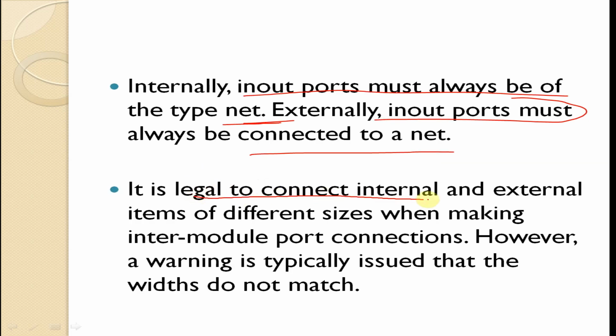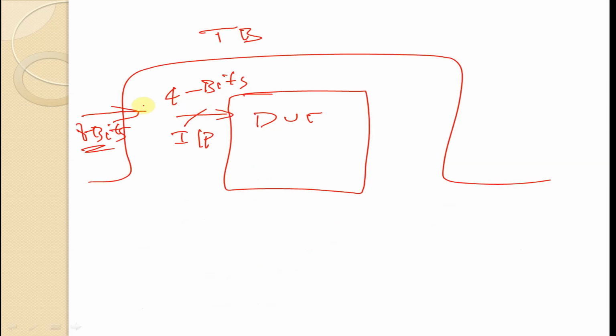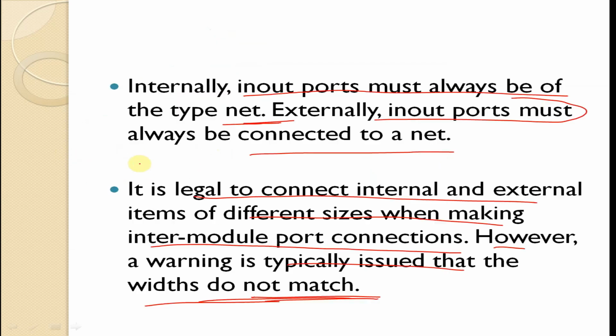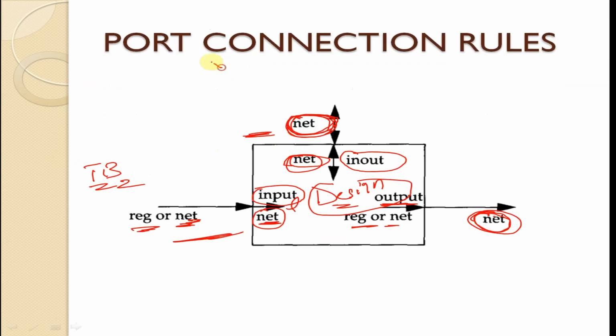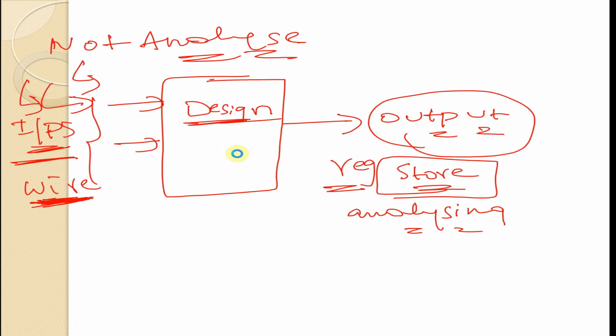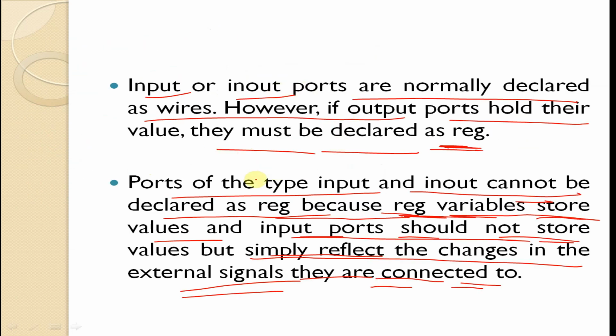Here it is mentioned that it is illegal to connect internal and external items of different sizes when making inter-module port connections. However, a warning is typically issued that the width does not match. So the ports with different widths should not be connected. It will generate a warning. So this is about the port connections and port connection rules, inputs, outputs, and in-out port connections.